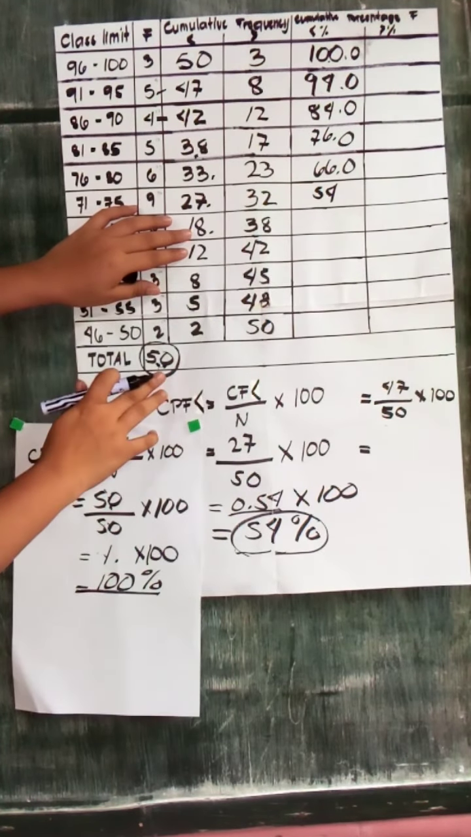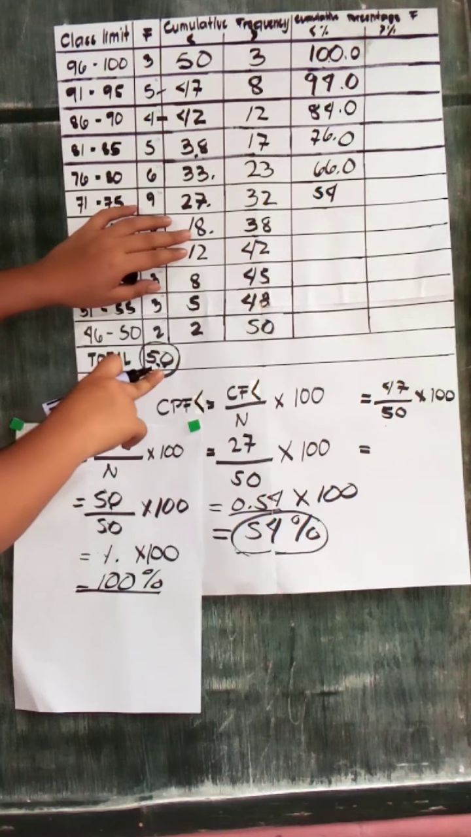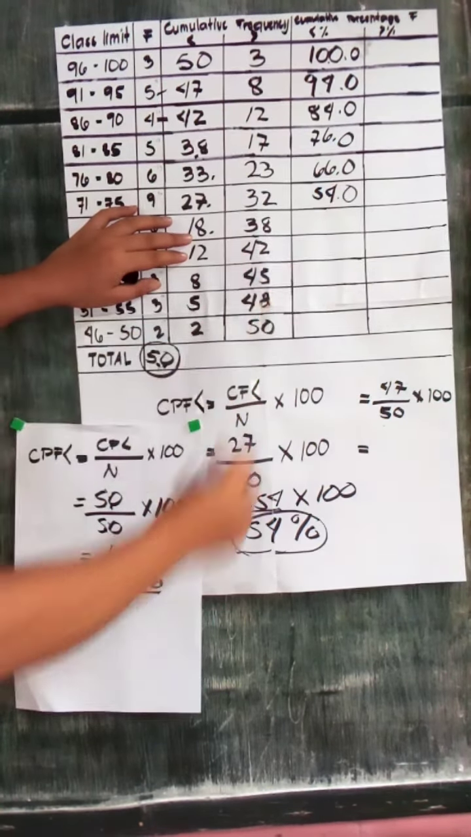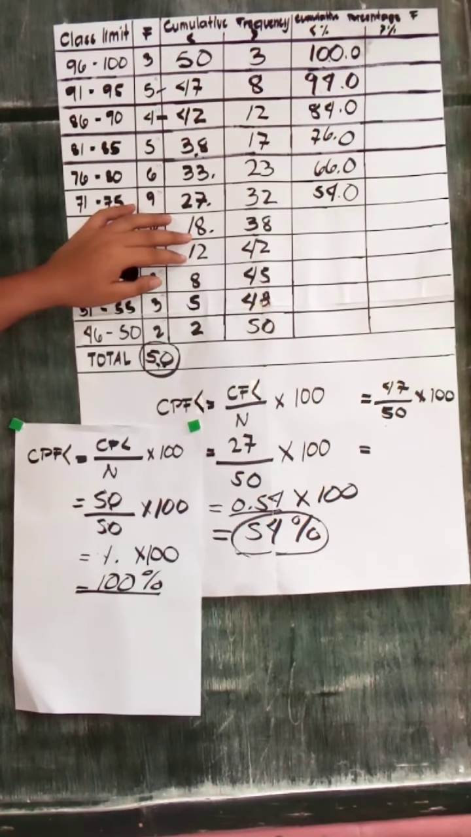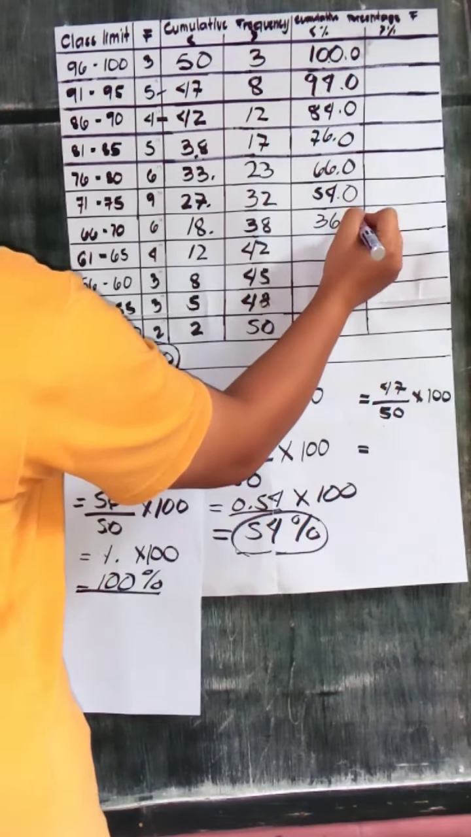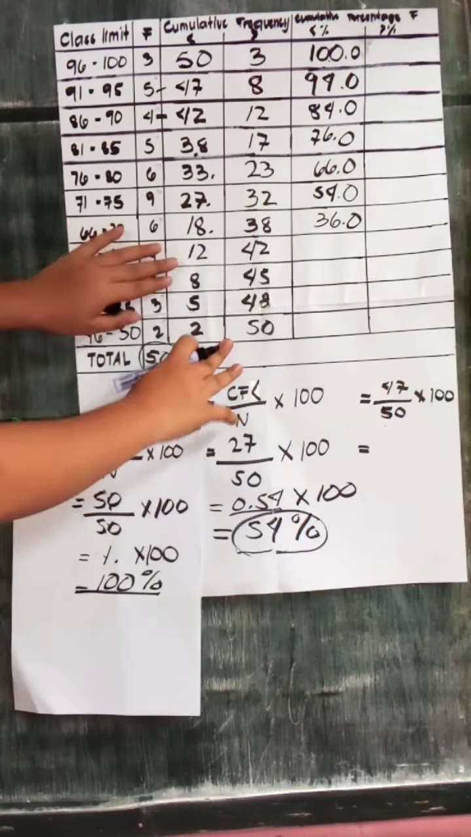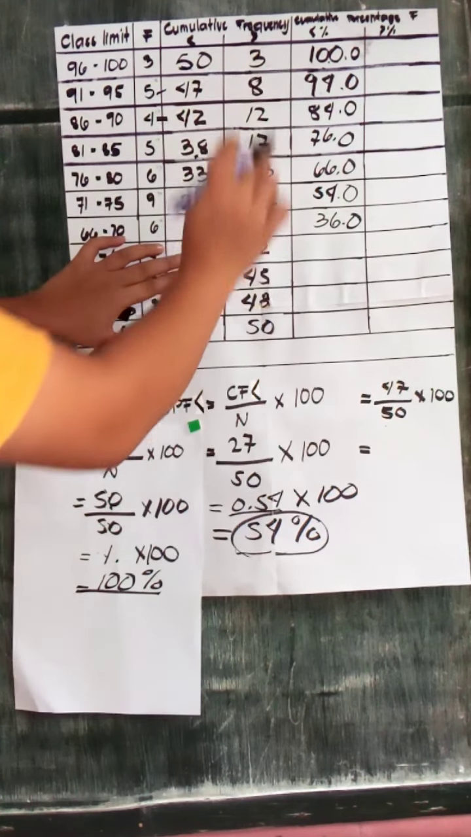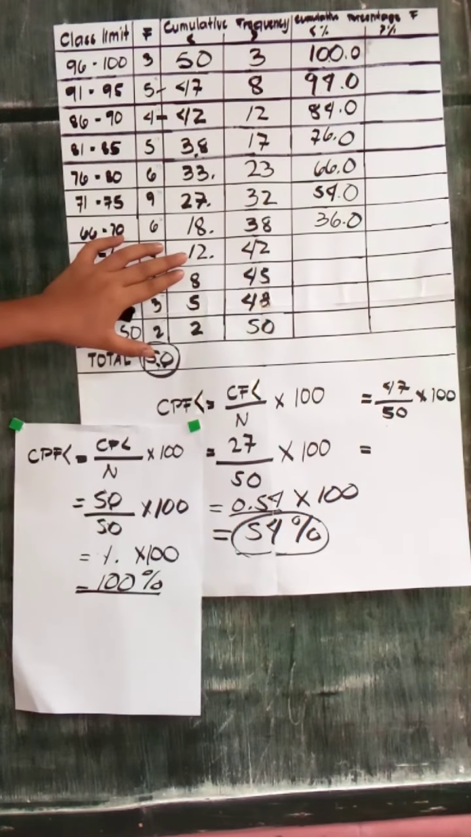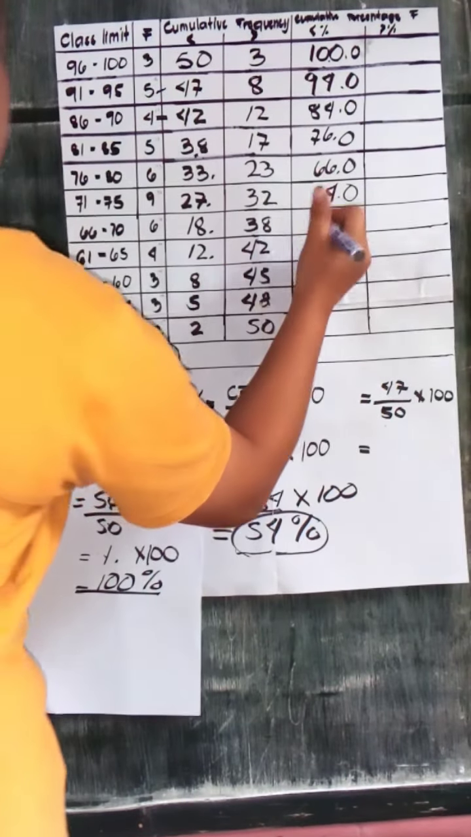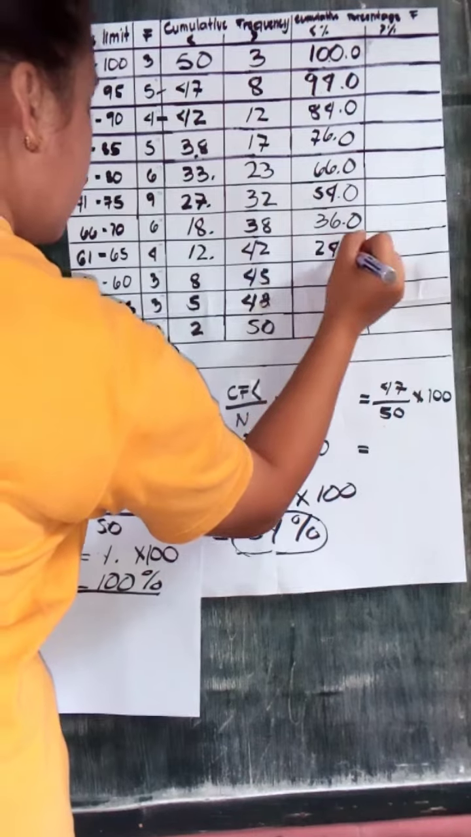18 divided by 50 times 100 is equal to 36%. Okay. 12 divided by 50 is equal to 0.24. So 0.24 times 100 is equal to 24%.